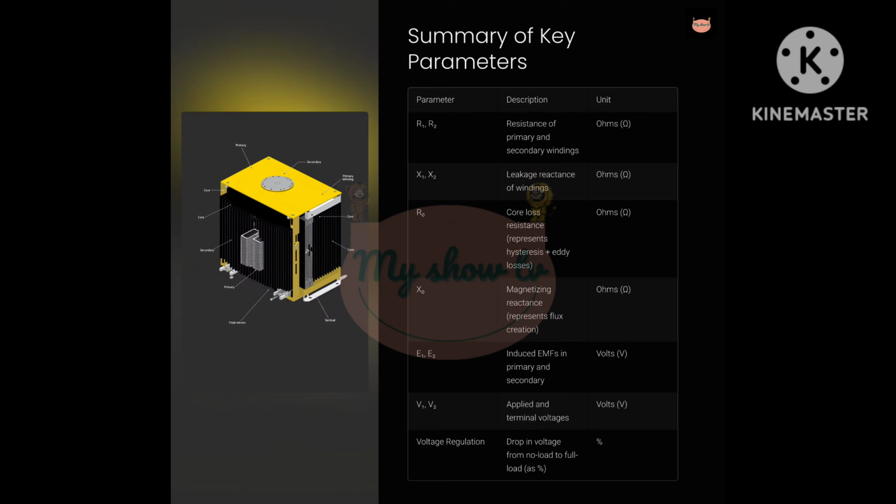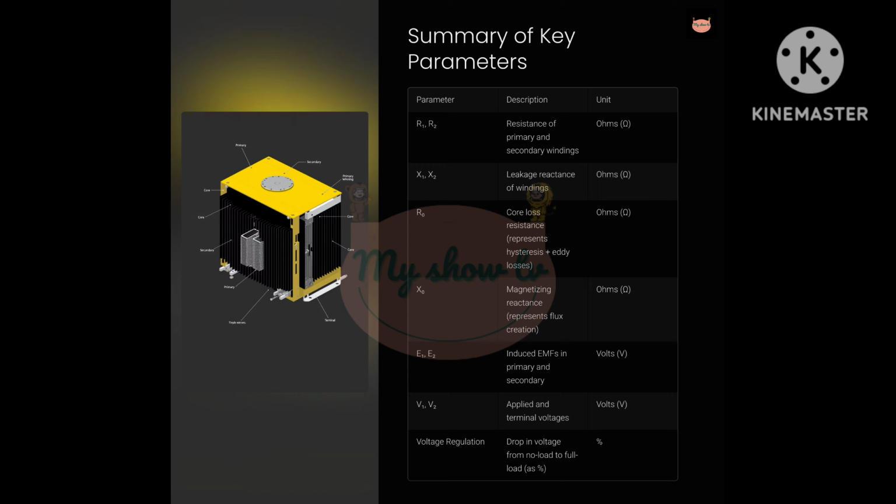Slide 4. Explanation of key parameters. Let's take a quick overview of the parameters we use frequently in transformer analysis. R1 and R2 represent copper losses, I squared R in primary and secondary winding respectively. X1 and X2 represent leakage reactance due to imperfect magnetic coupling. R0 represents core losses, due to hysteresis and eddy currents. Xm represents the magnetizing current needed to establish flux.